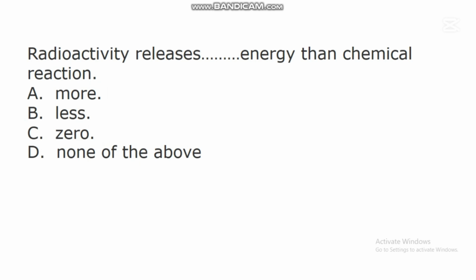The next question says, radioactivity releases dash energy than chemical reaction. A. More energy than chemical reaction. B. Less energy than chemical reaction. C. Zero energy than chemical reaction. D. None of the above. In this question, the correct answer is A. More energy than chemical reaction. Studies have shown that radioactivity is a nuclear process, and during radioactivity, nuclear energy is released. So this radioactivity releases more energy than chemical reaction.